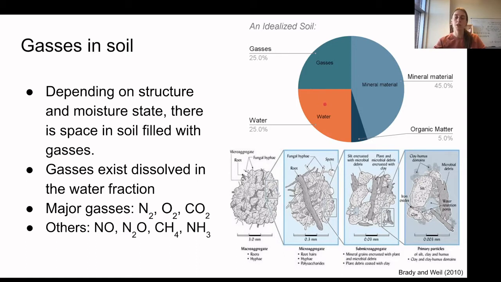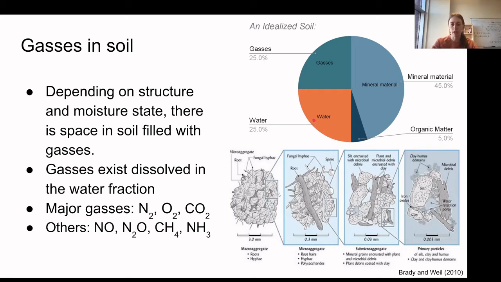And then, of course, over the course of a day or a year, these relative proportions between air and other gases in that air and water will trade off depending on moisture status. So we can have gases just as free gases in the pore space, or we can have gases that are dissolved in the water that is taking up the rest of that pore space in that soil.